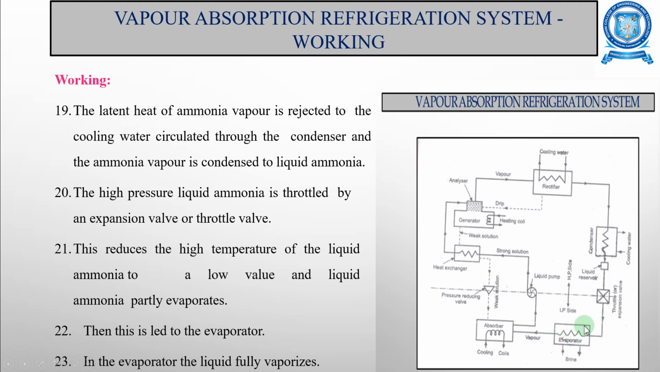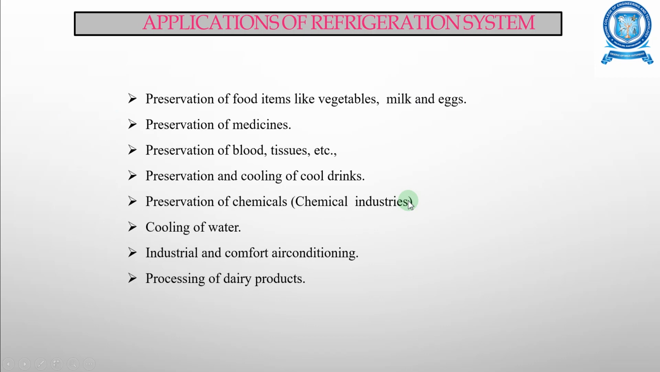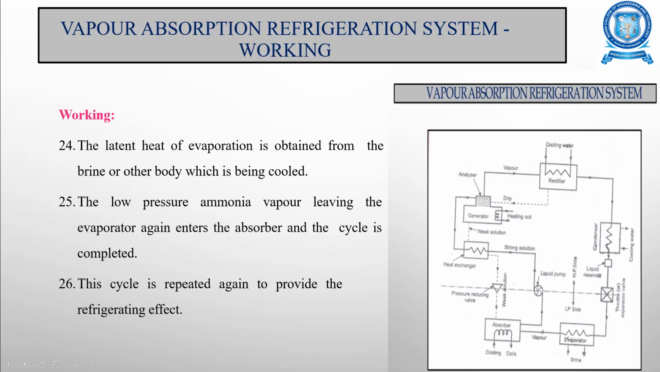And in the evaporator, the liquid fully vaporizes, and the latent heat of evaporation is obtained from the brine or other body which is being cooled in this evaporator. Now the low pressure ammonia vapor leaving the evaporator enters the absorber, and the cycle is completed. So this forms one cycle, and again the cycle is repeated to provide a refrigerating effect. So this is what the vapor absorption refrigeration system is.